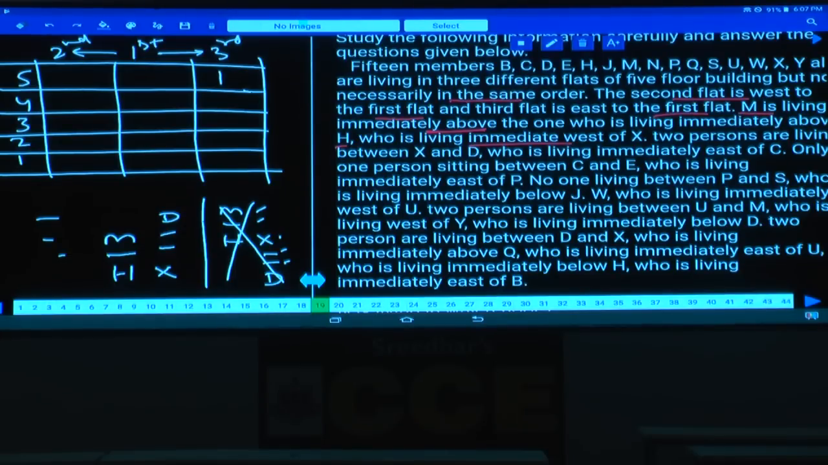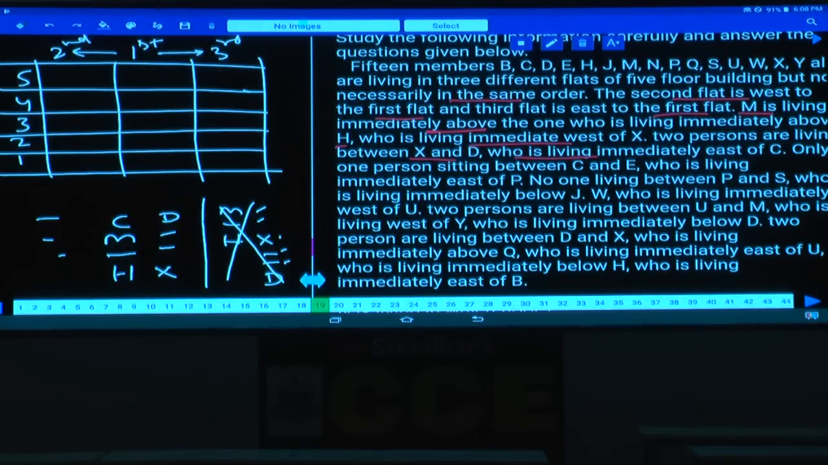Now I am starting with the D on this one, isn't it? Now D can be either on the third flat or on the first flat. That is also not clearly specified as of now. And 2 persons are living between X and D. D is living immediately east of C. Now this D is to the immediate east of C, hence now this C must be immediately above this M.